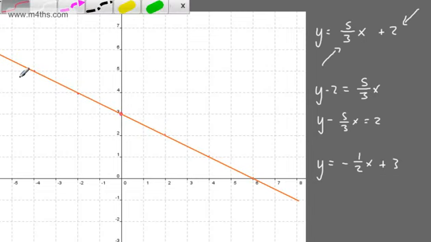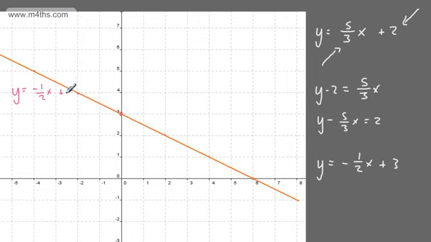And then all we do now is label it. Y is equal to minus 1/2 x plus 3. We can see it's going through here at 0, 3. That's the y-intercept, and it's got a gradient of minus 1/2.